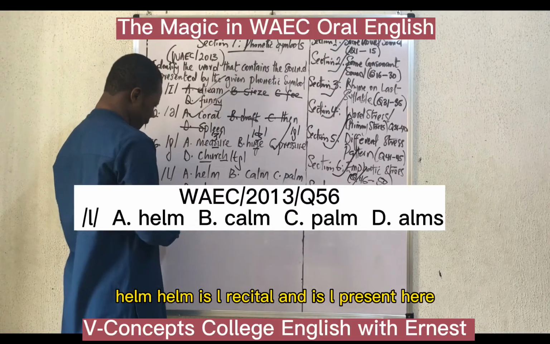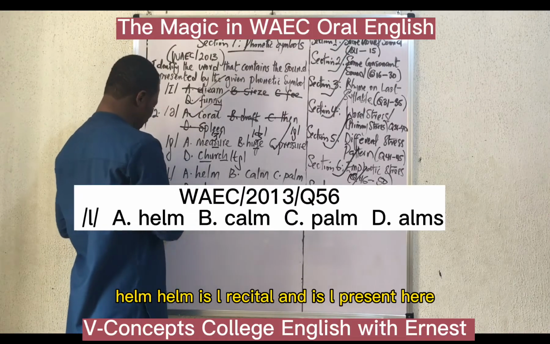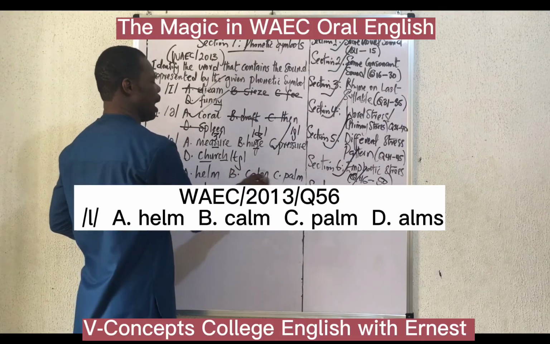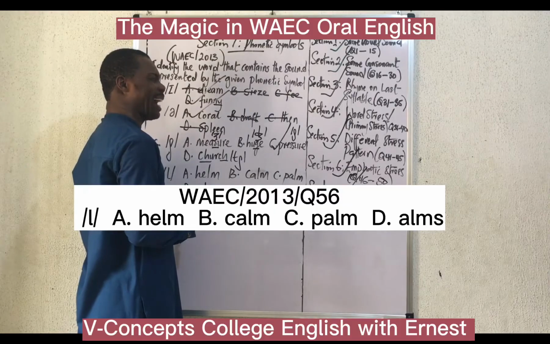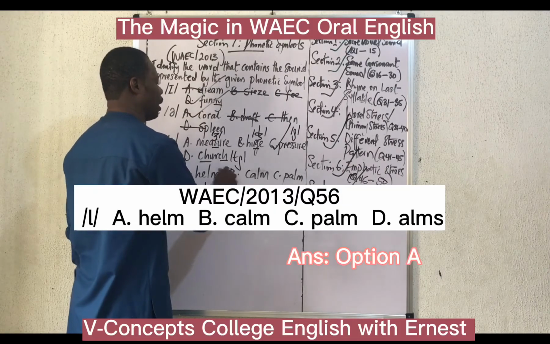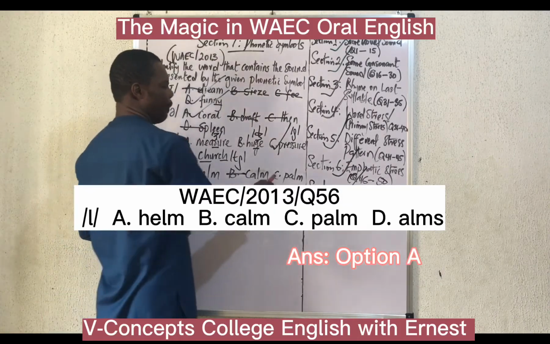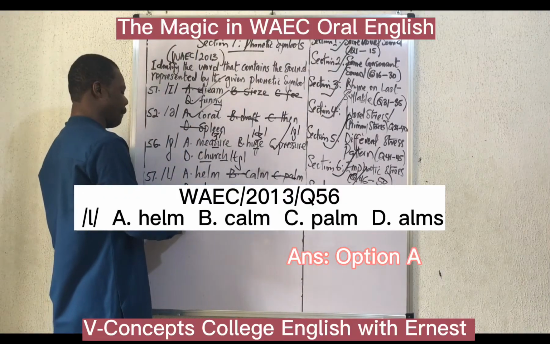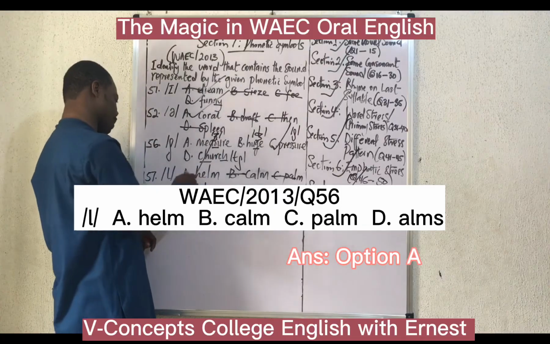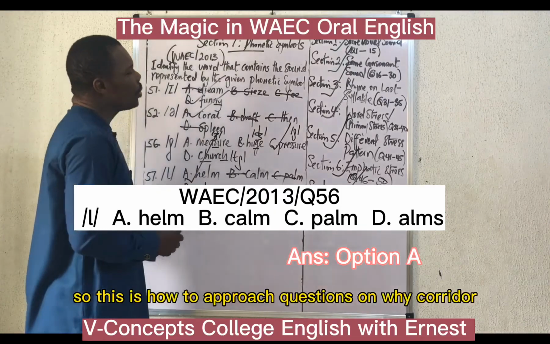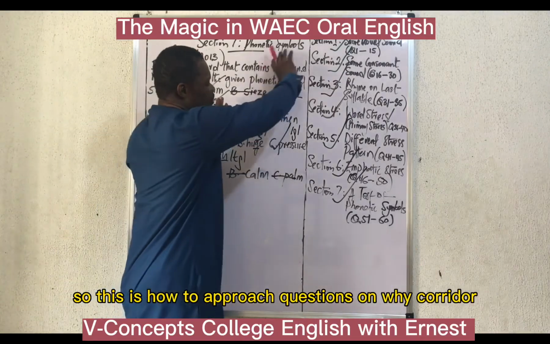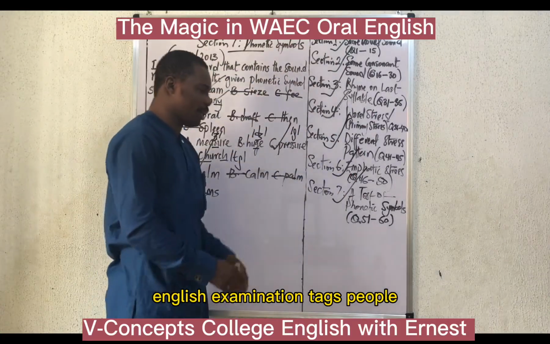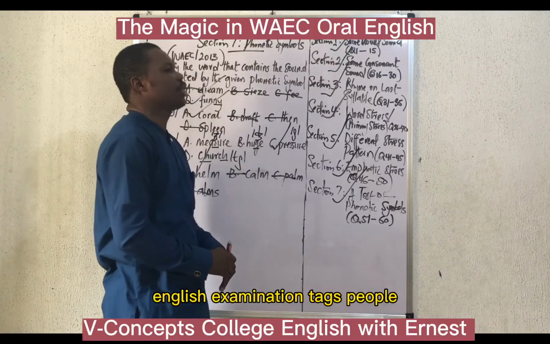Helm. Is L silent or M silent, or is the L present here? Let's just suspect. What about calm? Of course, we know that in calm, L is not there. Calm, you can't say calm with an L. With palm, L is not there. What about arm? L is not there. The correct answer is what? A. So this is how to approach questions on the WAEC Oral English examination, tagged paper 3.